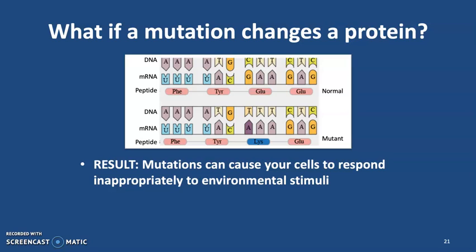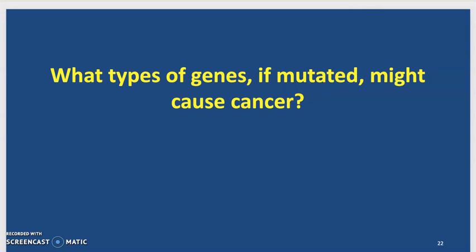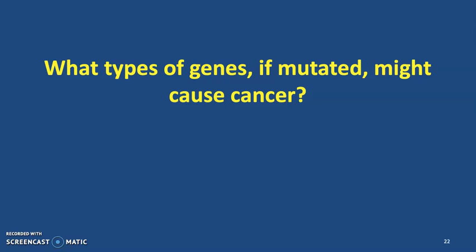So now we start to get into connecting all of that, the errors in DNA synthesis, with the cell cycle. And so what if a mutation changes a protein? I mean, you've already seen examples like this previously in the class where mutations can have no effect, which is probably what's going to happen, or the mutation can actually have a pretty severe effect, and it can change the way that your cell responds to the environment. And so then the question would be, what types of genes, if mutated, might cause cancer? So maybe take a little time to think about that before continuing on.